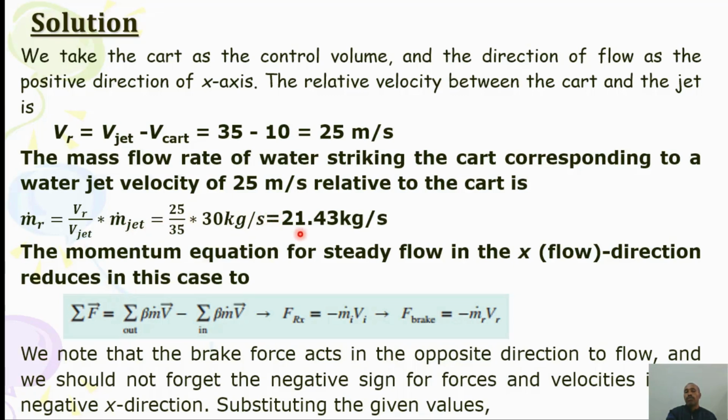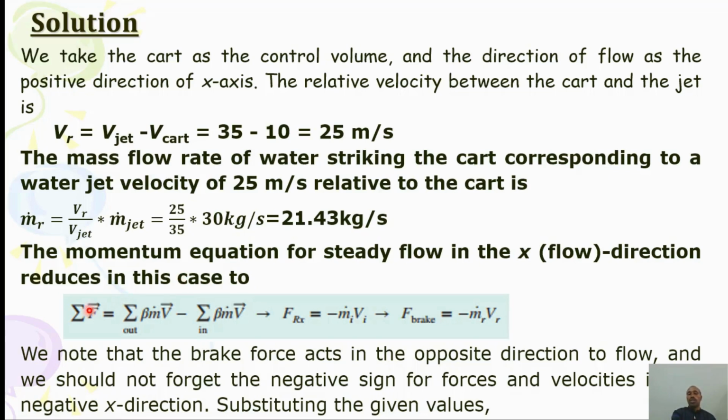So if you multiply, you get 21.43 kilogram per second. So this is just the relative mass flow rate of water striking the cart, corresponding to the water jet velocity. So this is m_R, 21.43 kilogram per second. Now apply the momentum equation for steady flow in the x direction.